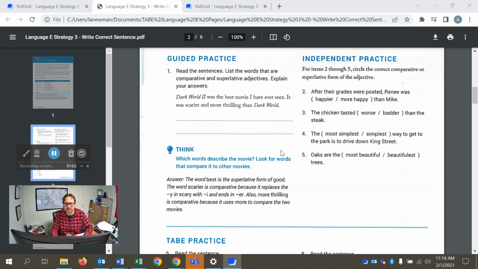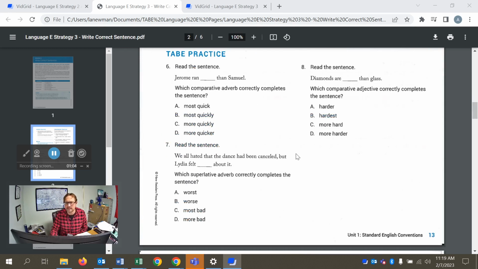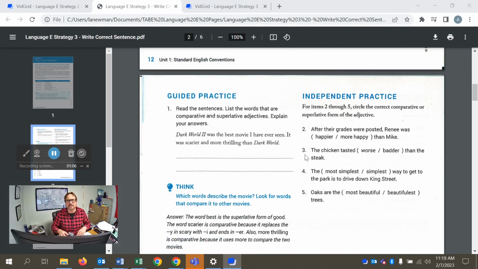Okay, I'm starting on page 13, working through the exercises that go with strategy 3. This one was a lesson that worked up to sentence structure, so we have a few things that are foundational before we get there, working with comparatives and superlatives, and also taking a look at coordinating and subordinating conjunctions. All right, so we'll move here to number 1. Read the sentences, list the words that are comparative and superlative adjectives, and explain your answers.